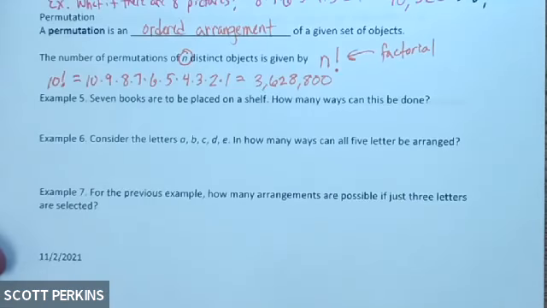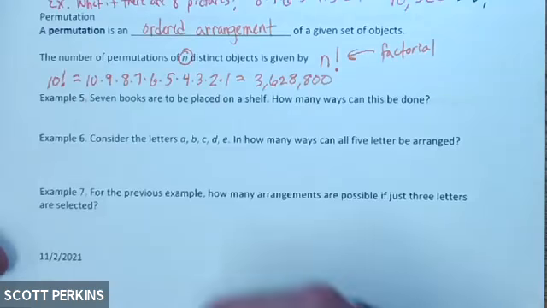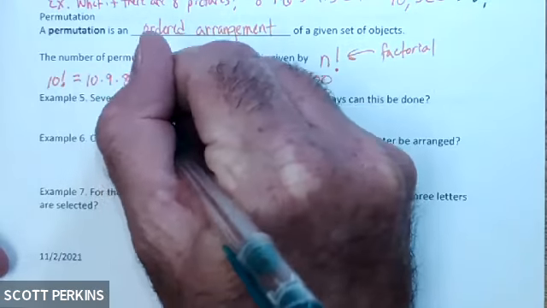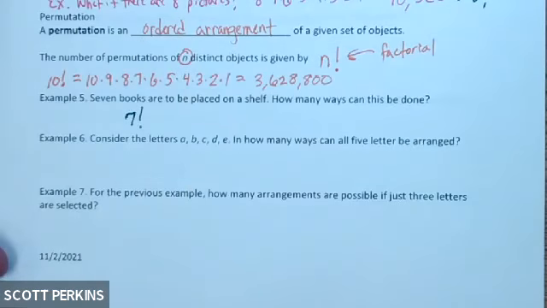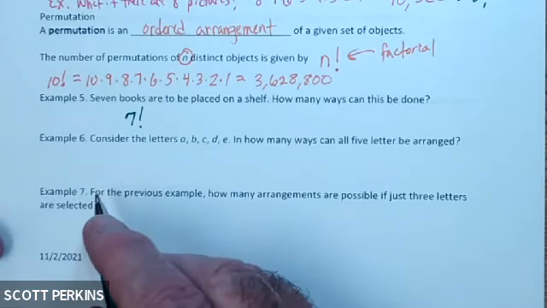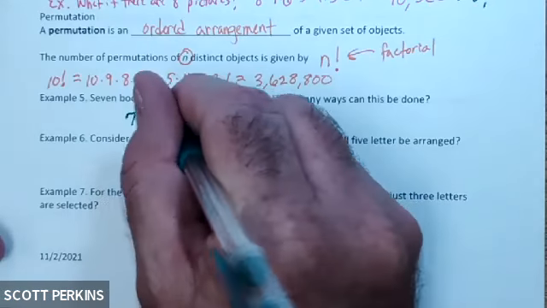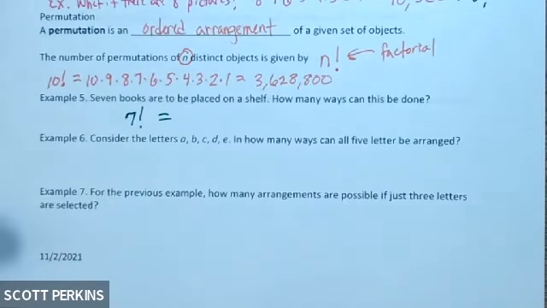Okay, so since I'm using all 7, the answer to this question is 7 factorial. You can write down, there's 7 options for the first one, then 6 for the second, and 5 for the third, etc. But I'm just going to summarize it as 7 factorial. And what is 7 factorial? I throw it into my calculator.